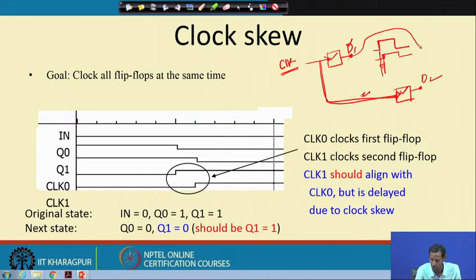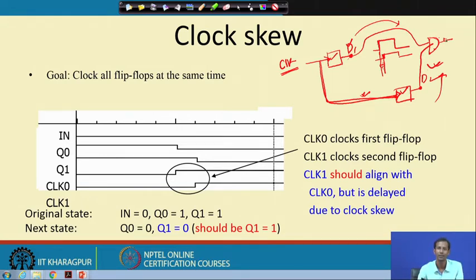Now, again suppose this D1 and D2 are connected to some logic. At that time I will get an error. Why will I get an error? Because this is coming at a different time, and this is coming at a different time. So, that is why I can get erroneous results over here.